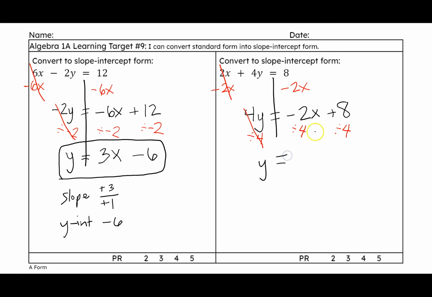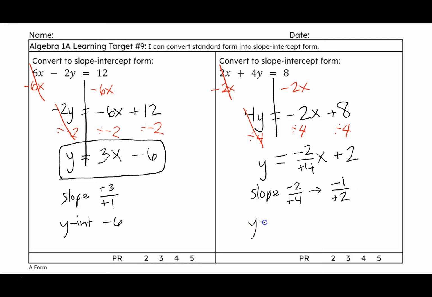y will be equal to negative 2 divided by 4. You can actually just leave that if you want to, positive 4, x. You can also reduce it if you like. And then 8 divided by 4 is 2. That's positive 2. So your slope is going to be negative 2 over positive 4. And you can reduce that if you want. You can divide top and bottom by 2, and you'll get negative 1 over positive 2.